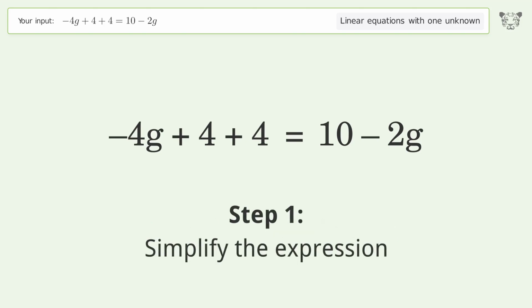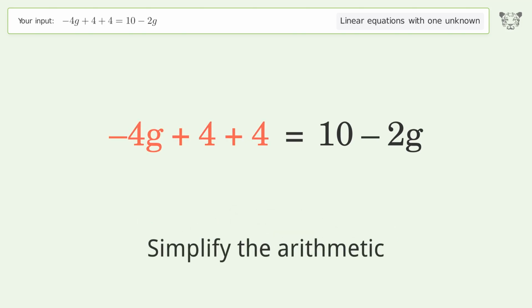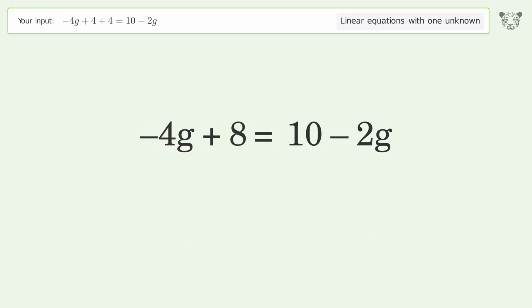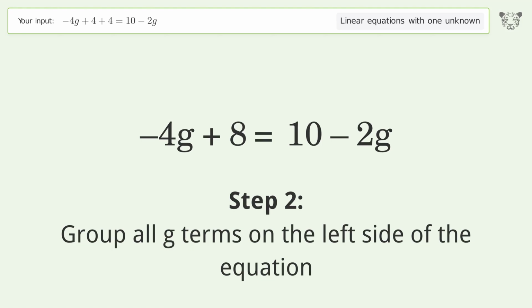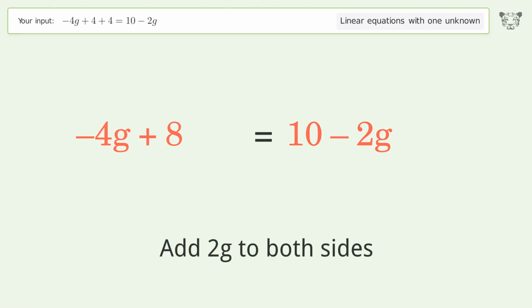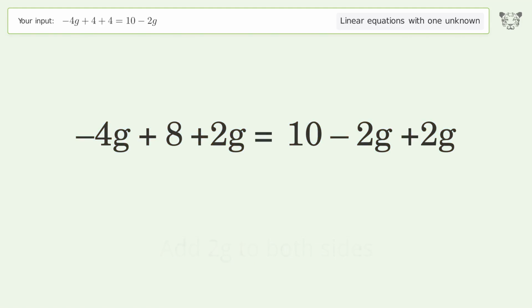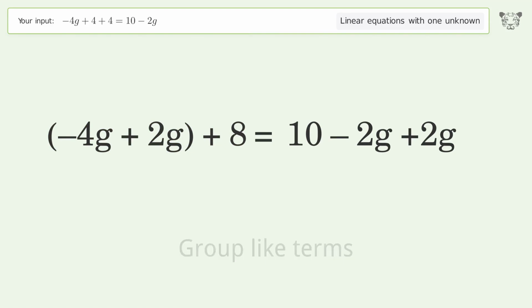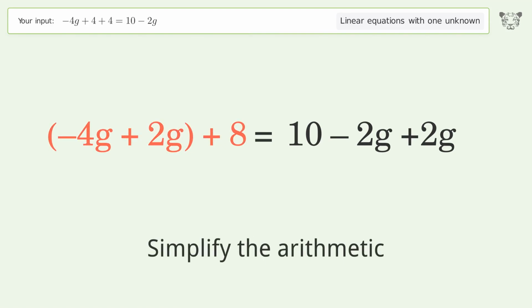Simplify the expression. Simplify the arithmetic. Group all g terms on the left side of the equation. Add 2g to both sides. Group like terms. Simplify the arithmetic.